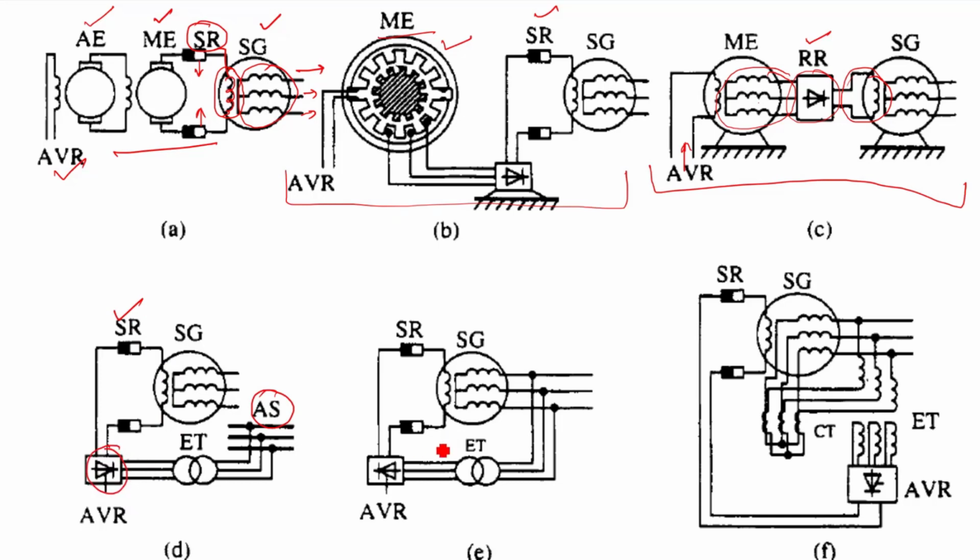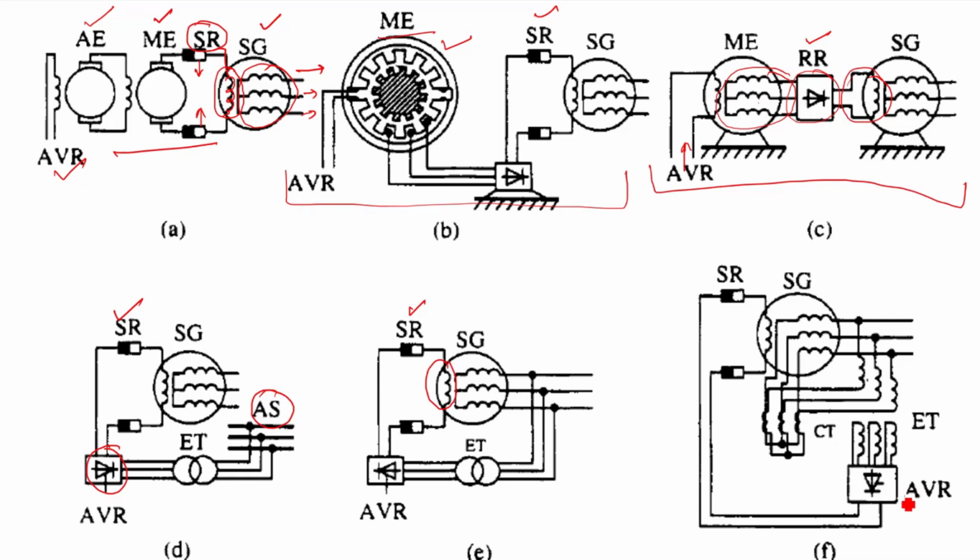Now if we see another arrangement here, in this arrangement initially the field of the generator is fed through the auxiliary supply, but after that it is switched to the synchronous generator supply. When it is switched to the synchronous generator supply, the synchronous generator itself supplies its own field, through the external transformer and through the slip ring. This is another arrangement.